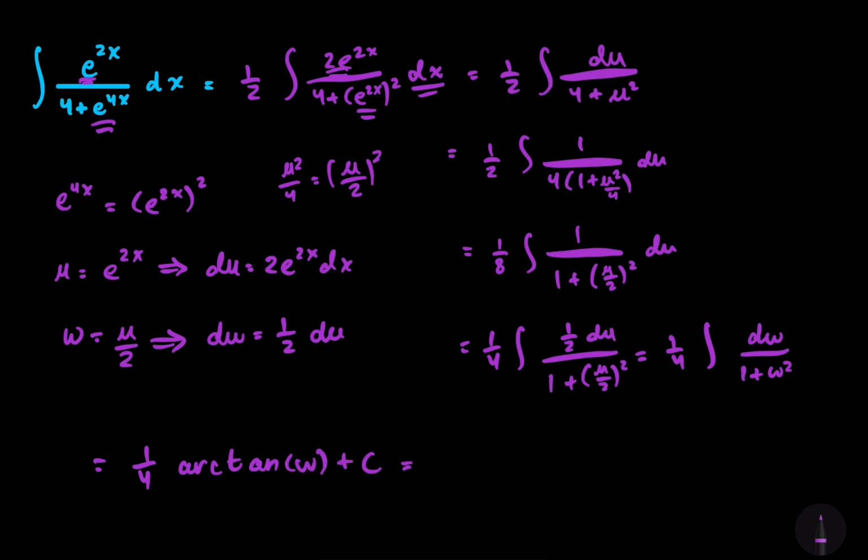And then we don't really want it in terms of w, and we don't want it in terms of u either, so we have to back substitute twice. So if w is equal to u over 2, what is u in terms of x? We said it's just e to the 2x. This is ultimately e to the 2x over 2 is what w is. So this is just 1 over 4 times arctangent of 1/2 e to the 2x, and then plus c. And that right over there would be your final answer.